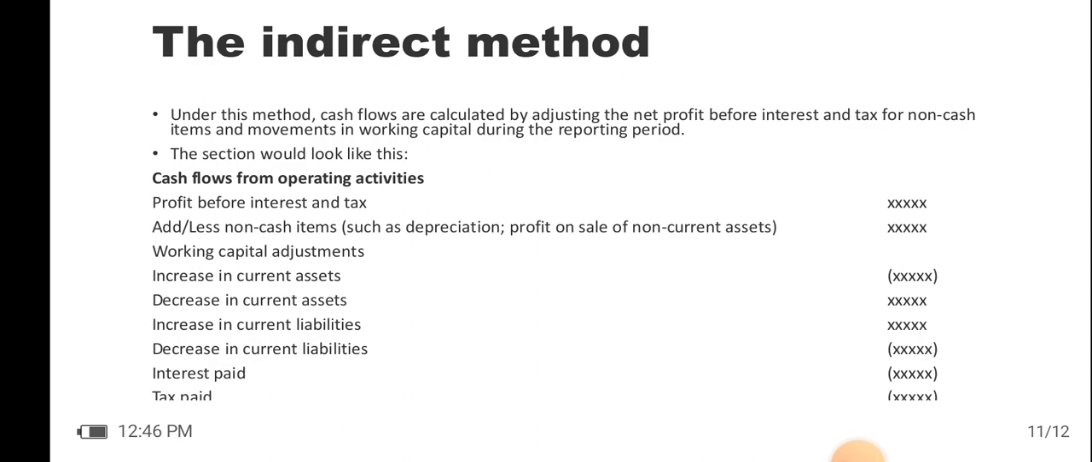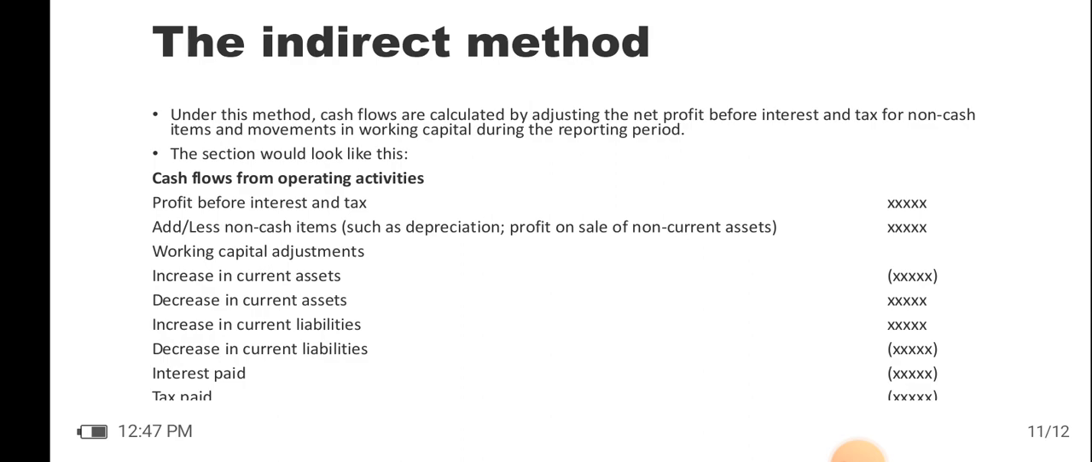Now this is the indirect method, and as you can see, this is the template. The heading is just the same: cash flows from operating activities. Under this method, cash flows are calculated by adjusting the net profit before interest and tax for non-cash items and movements in working capital during the reporting period. So those are the adjustments which are required.